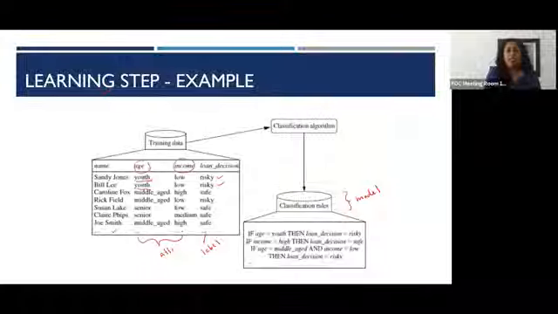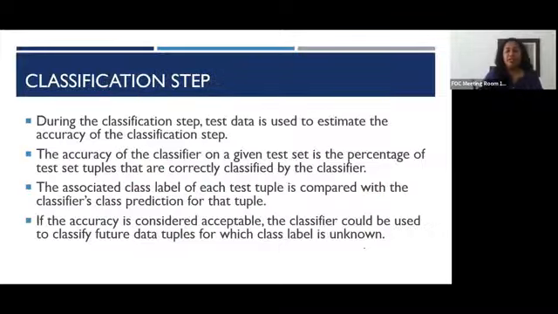Remember, the machine will develop these rules looking only at the data it has. It can't do anything else. So it sees there are two rows, both risky. So it will say if the age is youth, then the decision is risky. If income is high, then the loan decision is safe. So that's another rule. Likewise, it generates a set of rules. Next time, students, we will do the classification step using the same example. But before that, let's complete the theory.